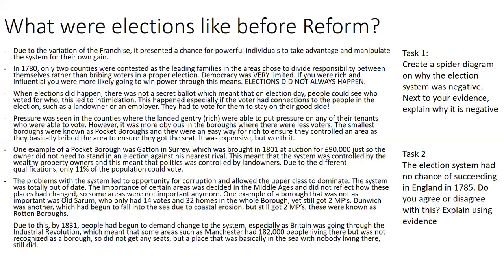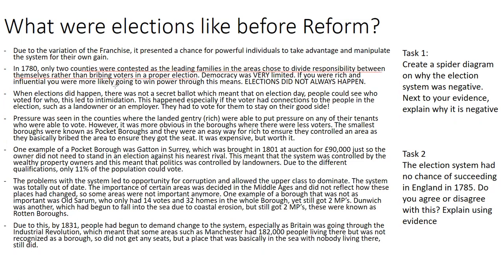Due to the variation of the vote, the franchise presented a chance for powerful people to take advantage and manipulate the system for their own gain. Because these people were rich, they could manipulate the election. For example, in 1780, only 2 counties actually had an election, as in the other counties, the leading families in the area chose to divide responsibility between them rather than actually having an election and bribing voters. So the most powerful families in an area said, right, you have that part of the county, I'll have this part, you have that part. It means that they didn't have an election because it was decided.